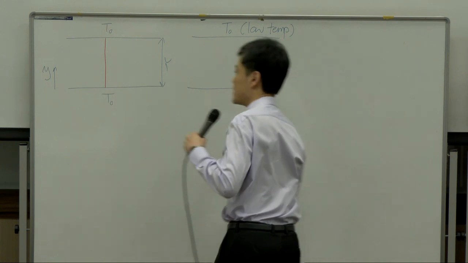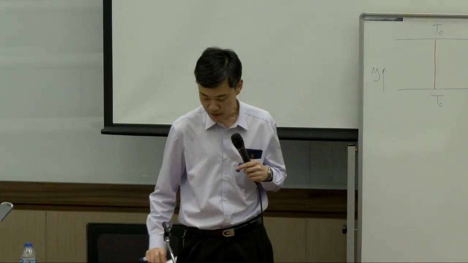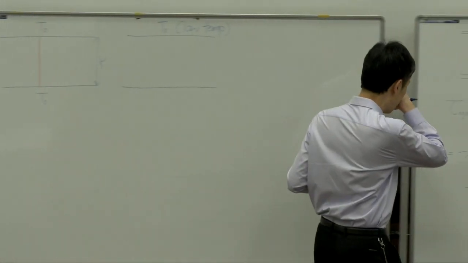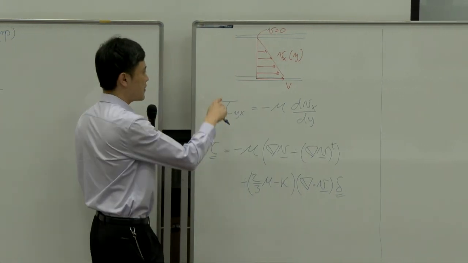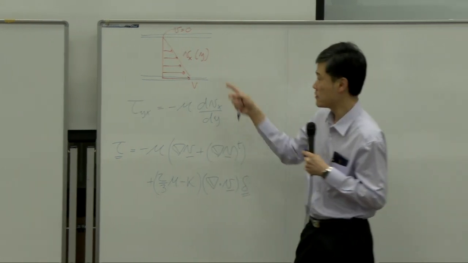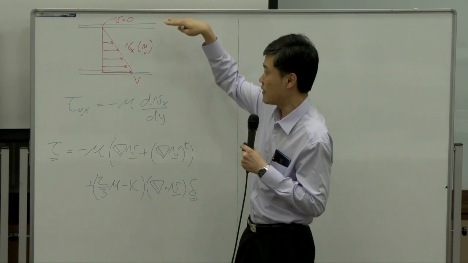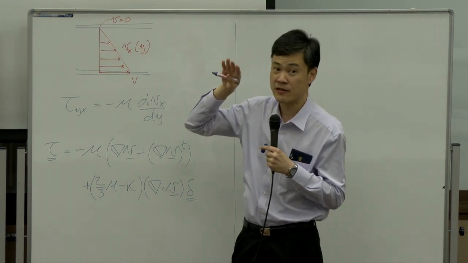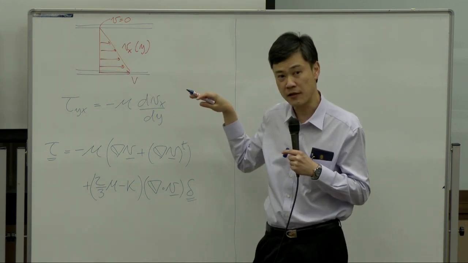Now, let's go back to what we have learned in momentum. When we derive Newton's law for momentum, we set up experiments, okay? If you recall this board, there are two plates and liquid inside. The upper plate is fixed. The lower plate, at time equal to zero, you start moving with constant velocity V.